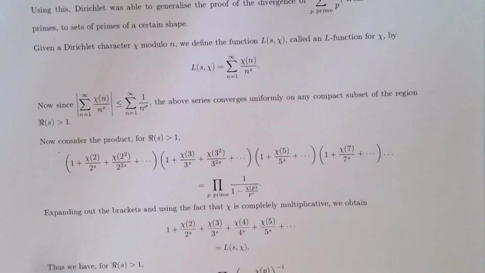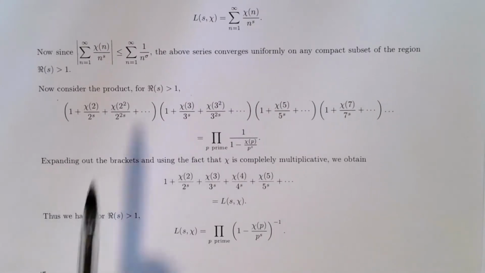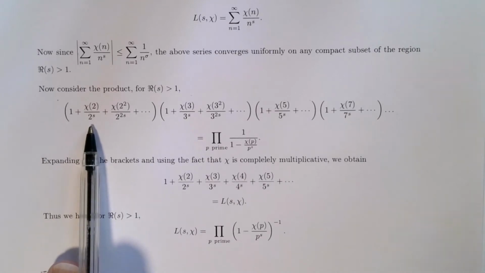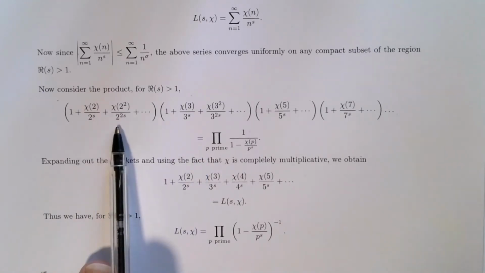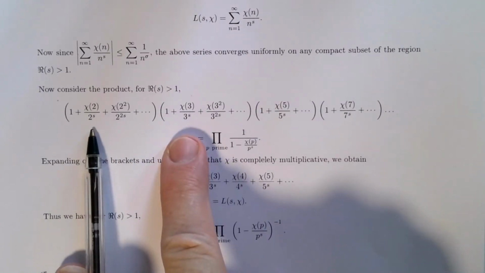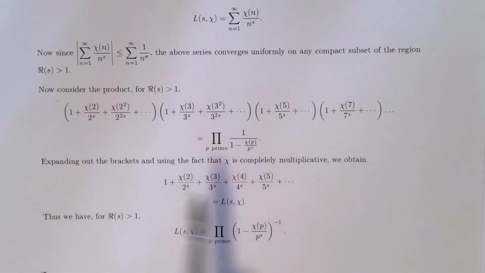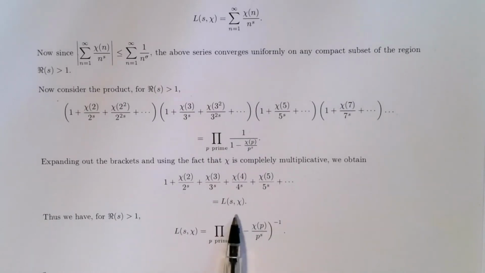On the other hand, as we did before, if we take a deep breath and expand it all out, then we get 1 plus chi 2 on 2 to the s from there. We'll get a chi 3 on 3 to the s from there. We'll get a chi of 4 on 4 to the s from there, chi of 5 on 5 to the s. The 6 we'll get from multiplying these two terms here, and so on. And again, by unique factorization and by the fact that chi is completely multiplicative, we obtain this, and of course that is just our L function.